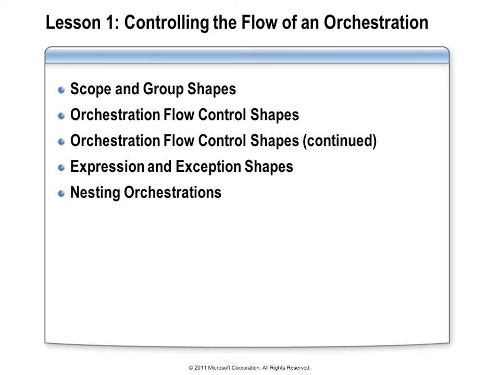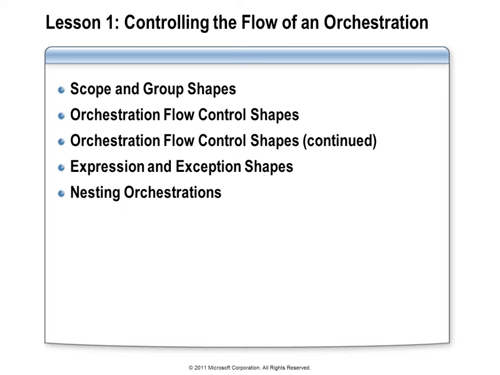So the orchestration that we created in the last module simply executed from top to bottom. It received a sales order message, it transformed that to a restock message, and then it sent the restock message out. And then the orchestration ended. And it would certainly be nice if all business processes were that simple, but we obviously need to be able to handle more complex scenarios if we're ever going to automate a real business process.